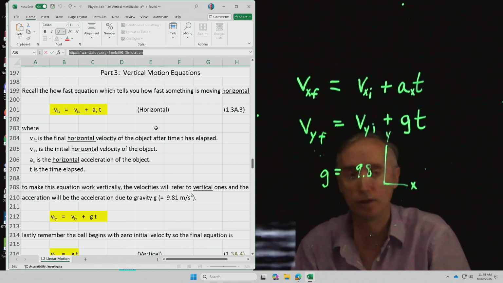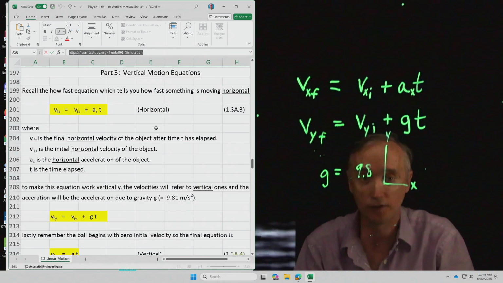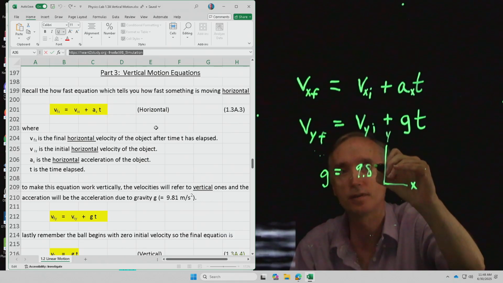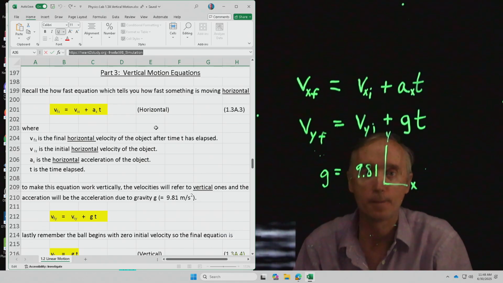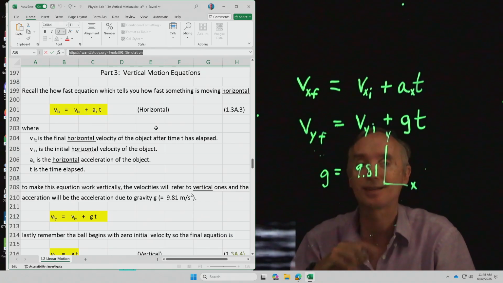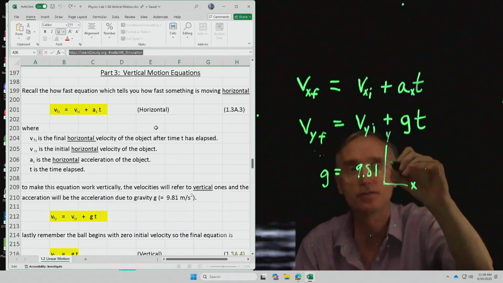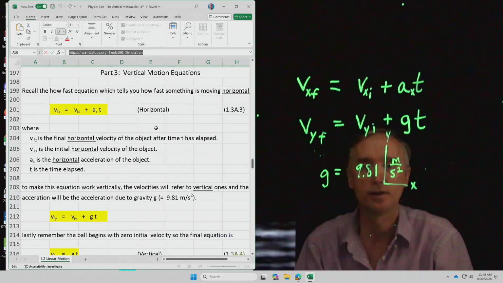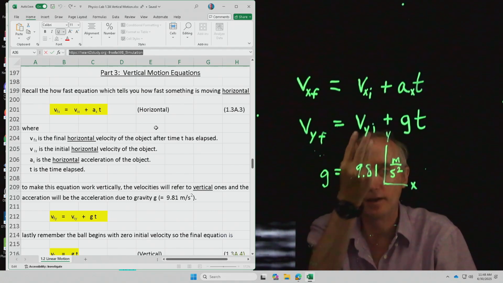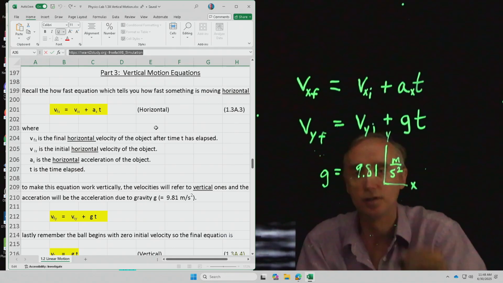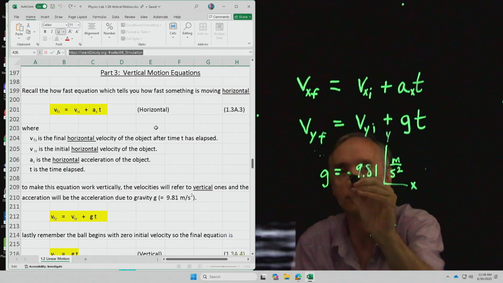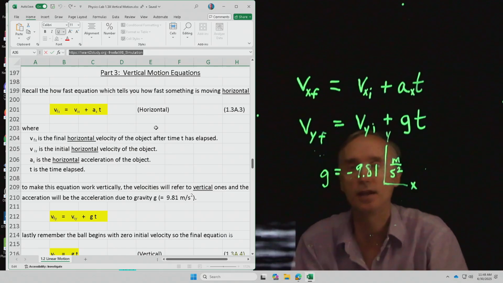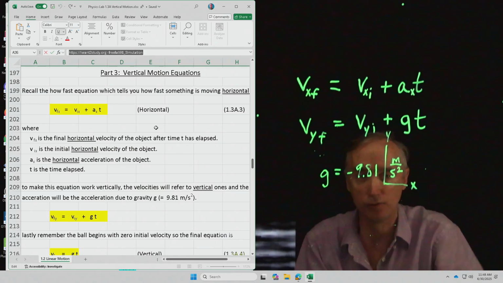Now the magnitude of g is 9.8 if you want to go to two significant figures. If you want to go to three significant figures, it's 9.81. And the units, it's an acceleration, so it's going to be meters per second squared. Then gravity pulls down, so we could put a negative sign on there to indicate that gravity goes down.